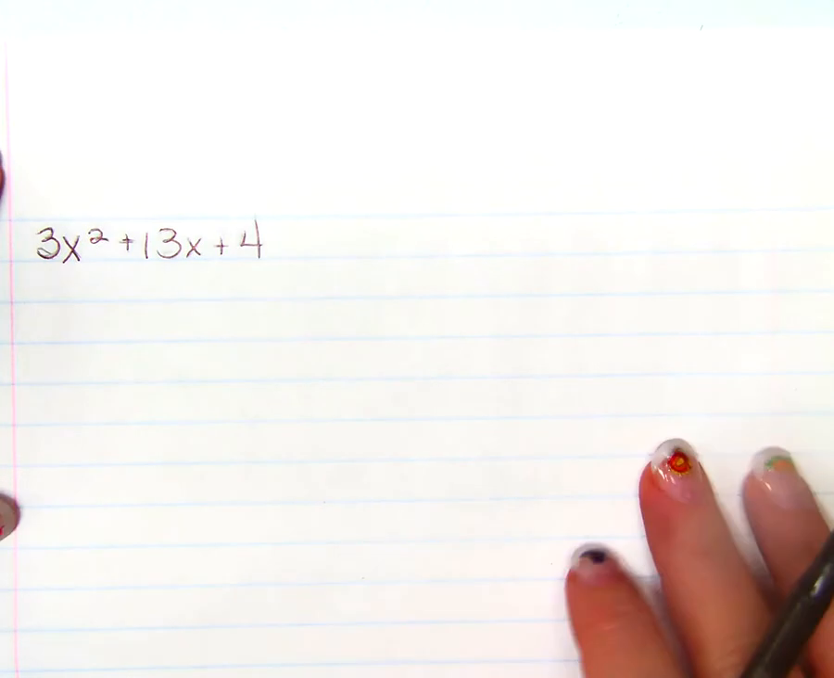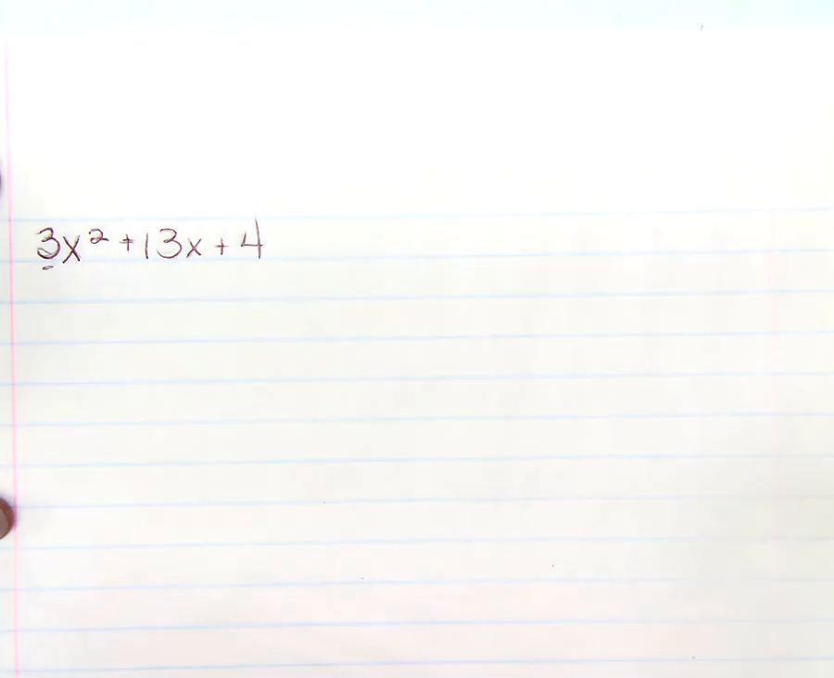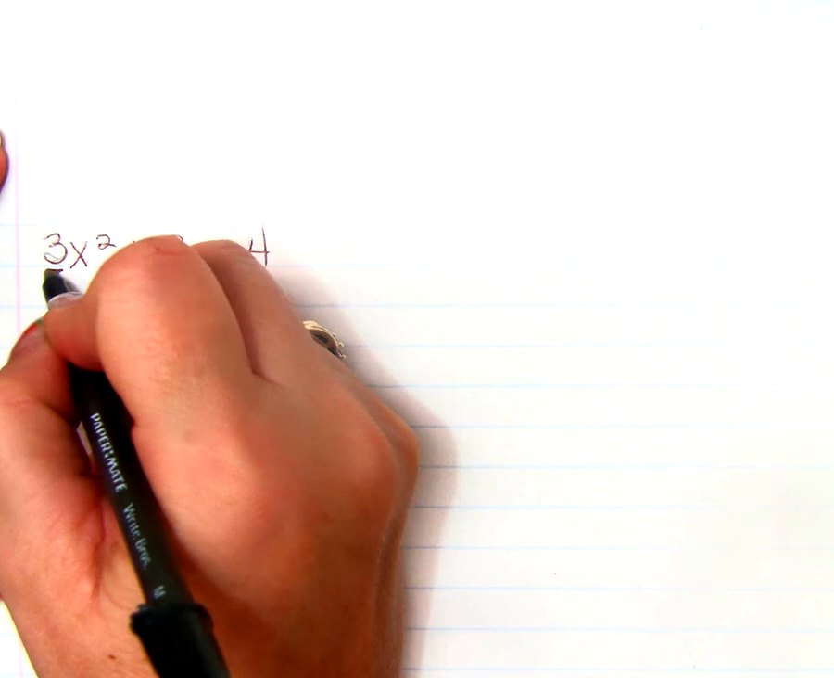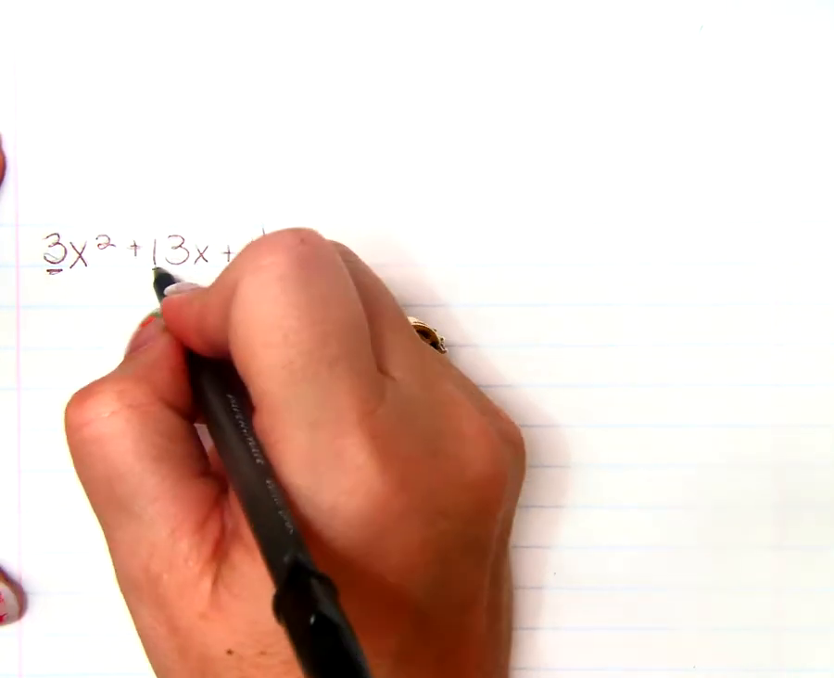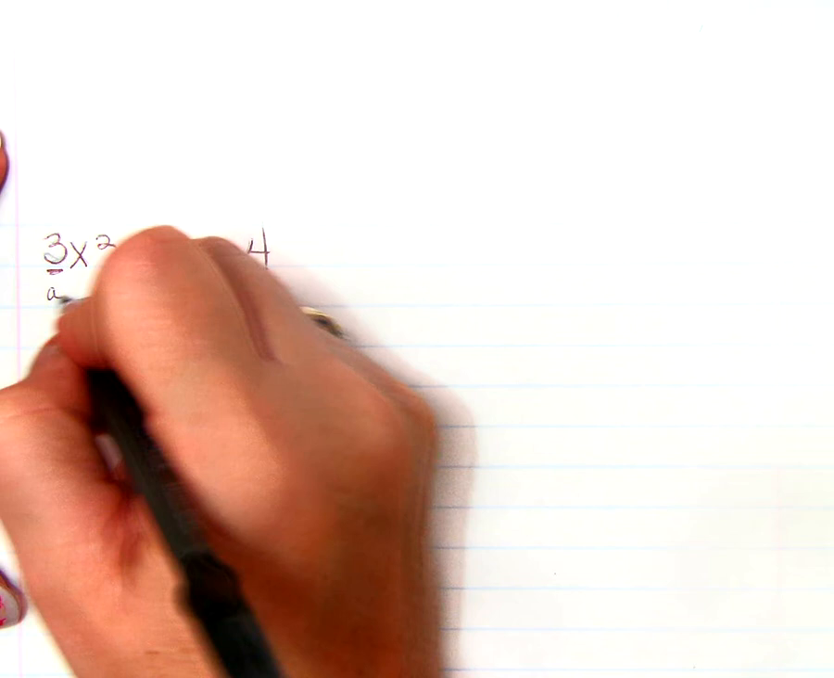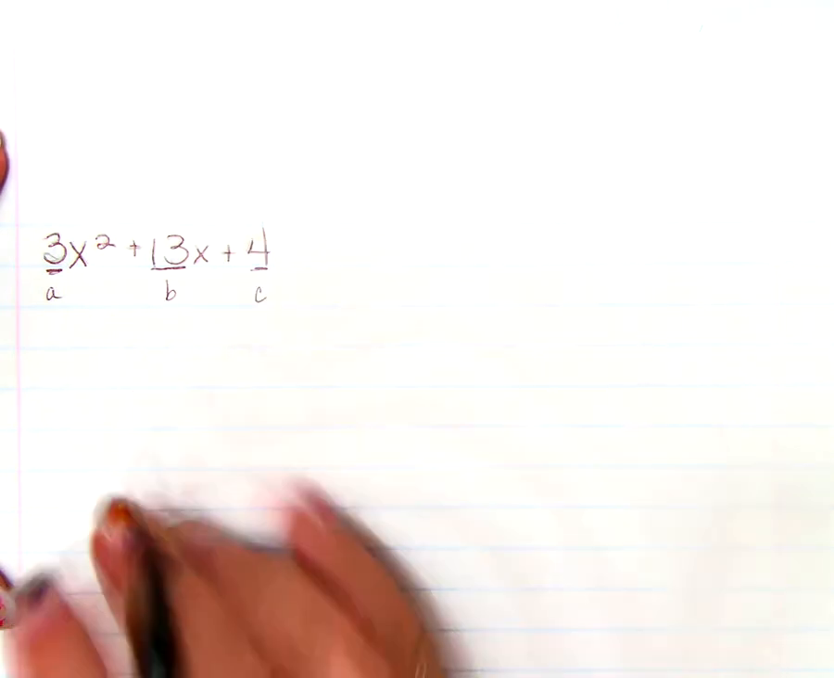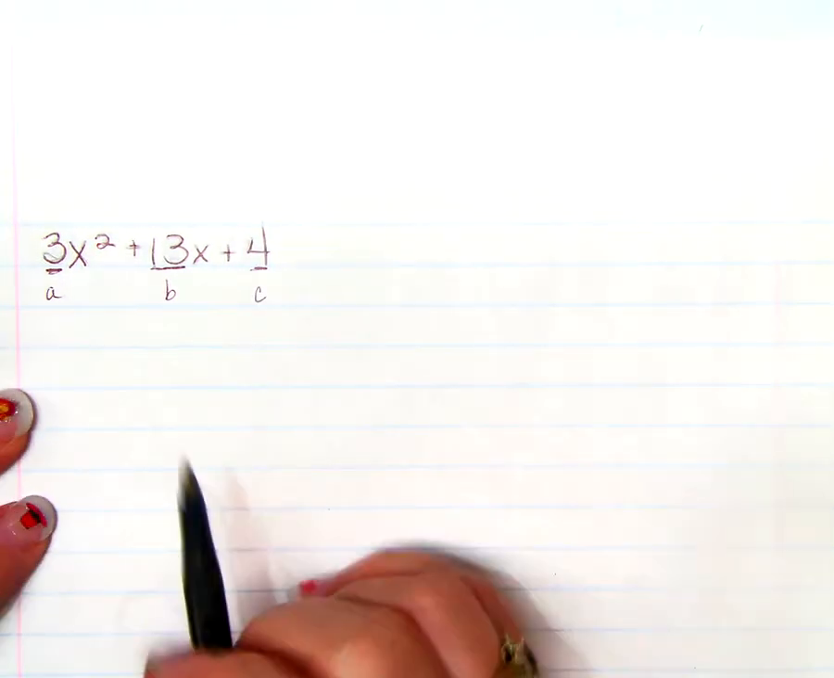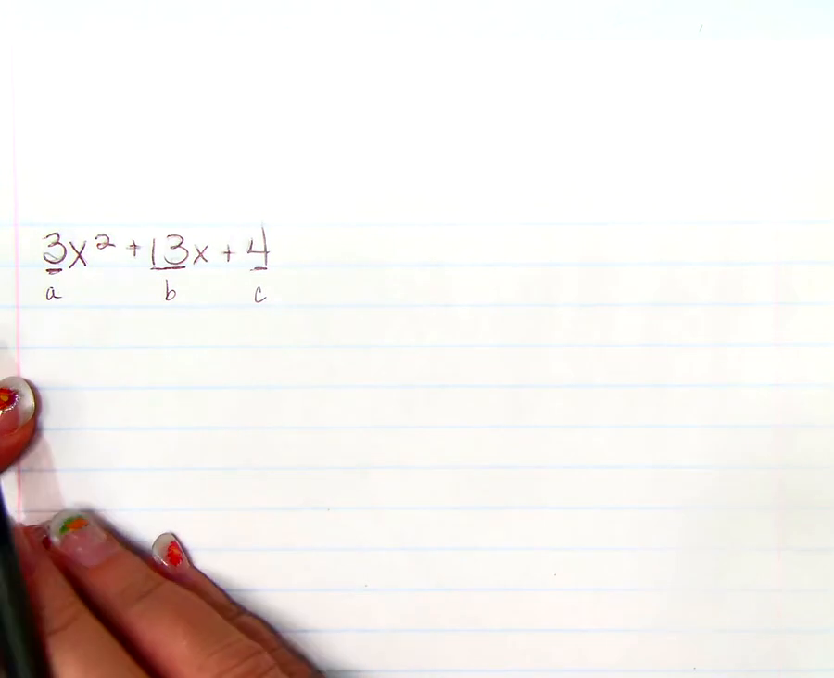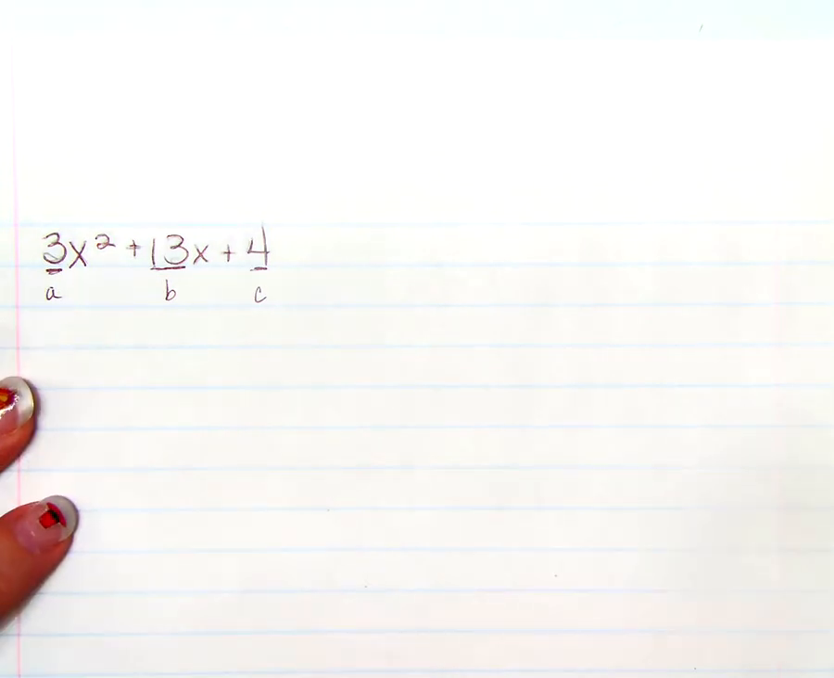Factoring trinomials with the leading coefficient of something else besides a 1. Okay? In this case, that number is a 3. So in this problem, A is 3, B is 13, and C is 4. A, B, and C. When we're factoring a trinomial with another number besides 1 as the leading coefficient, it's similar to what we did factoring the other trinomials, but it's different.